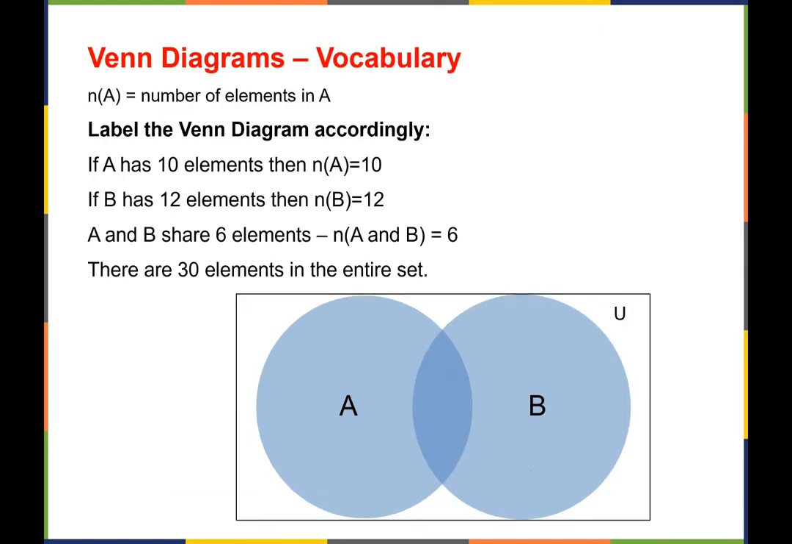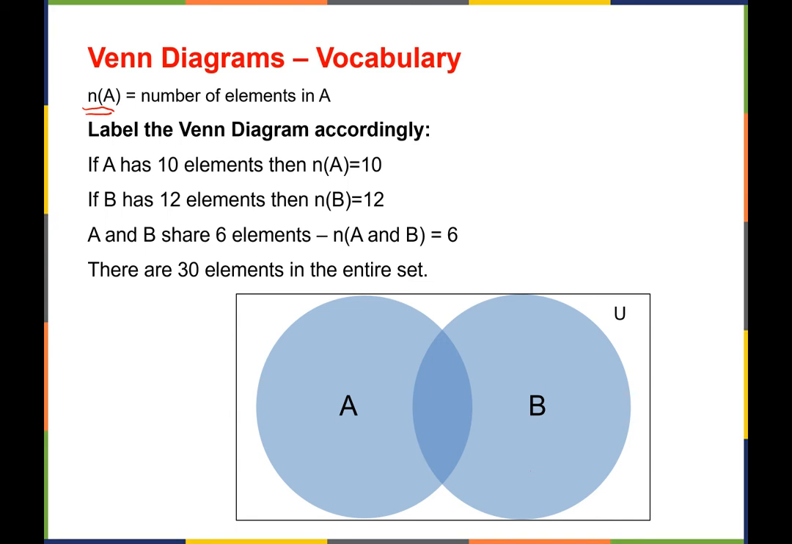All right, let's learn a little more vocabulary. Sometimes when there's a lot of elements in the set, it's more convenient to talk about how many elements are in there rather than listing the specific elements. So we're going to do an example of this. The first thing I want to introduce you to is notation. It's kind of like a function, n of A, and it tells you the number of elements in A.